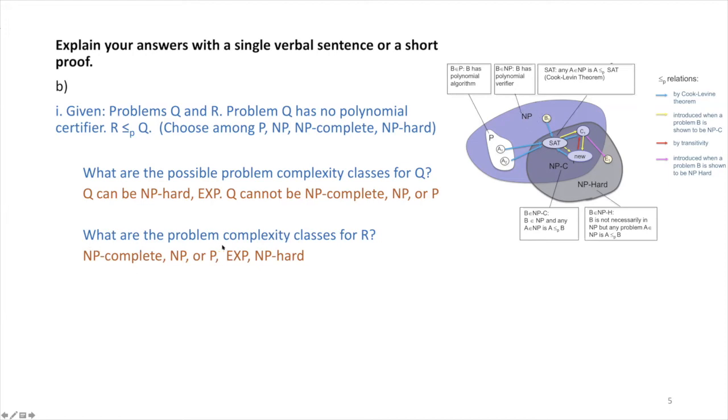What are the problem complexity classes for R? R is polynomially reducible to Q, but Q can be NP hard or exponential. R can be NP complete, NP or P, exponential or NP hard. There is no given information about the class of R.